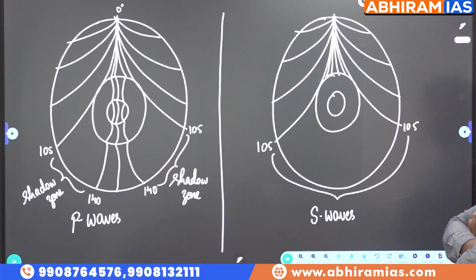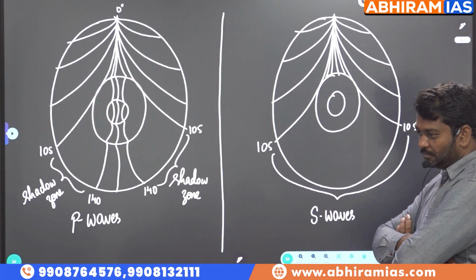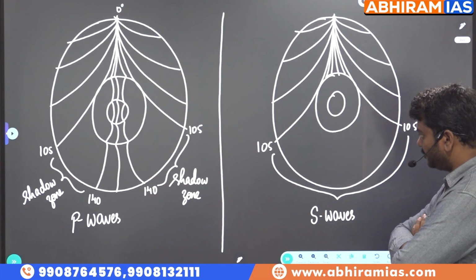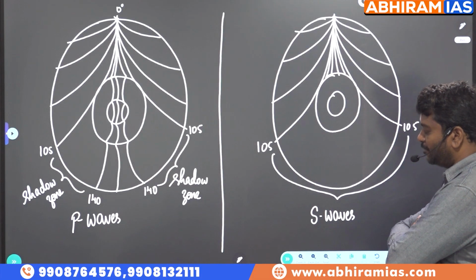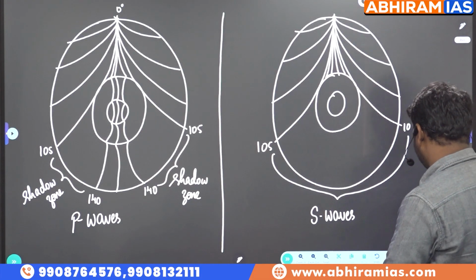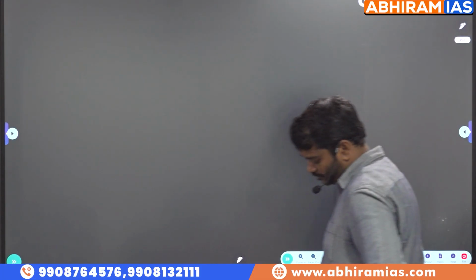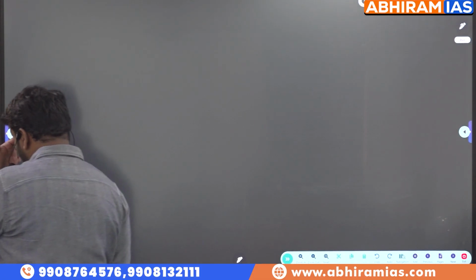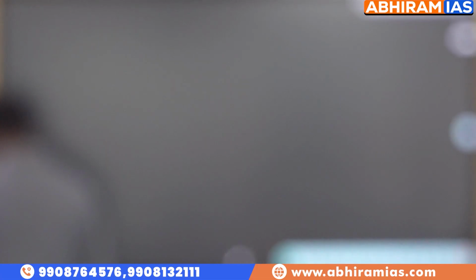Next. P wave shadow zone is less compared to S waves, because S waves do not travel in liquids.